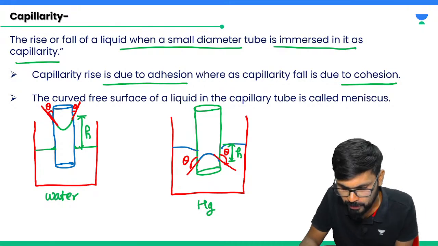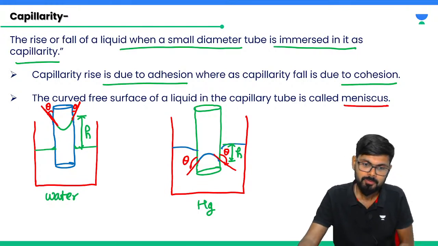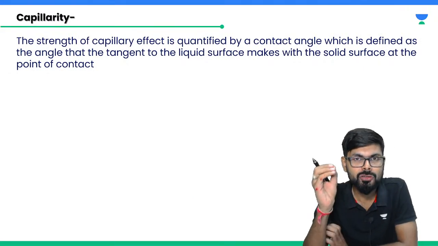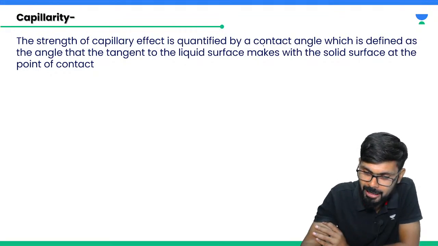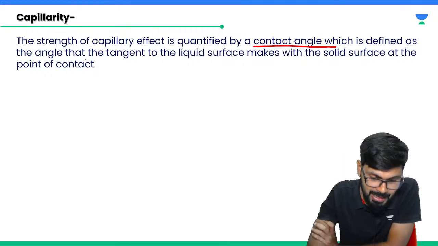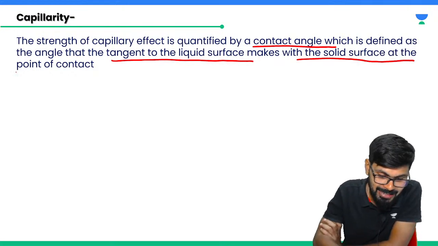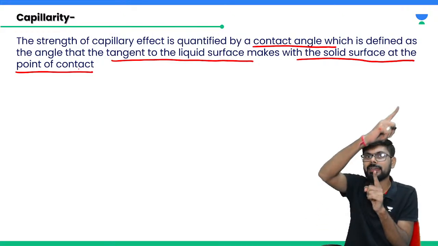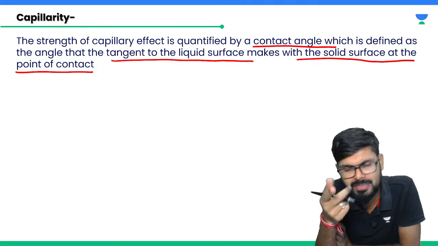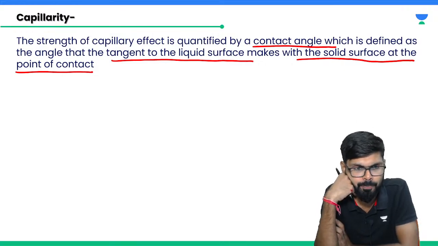How? That I will get to know. So up to here, any problem? Now please listen to one more point. As I told you, the strength of capillary effect is quantified by the contact angle, which is defined as the angle that the tangent to the liquid surface makes with the solid surface at the point of contact. At the point of contact में क्या किया? Tangent draw किया और जो ट्यूब का सरफेस है वहां से एंटी क्लॉकवाइज डायरेक्शन या फिर ट्यूब सरफेस से हमने उसका टेंजेंट का एंगल मेजर कर लिया. That angle is basically the angle of contact. Clear है this point?